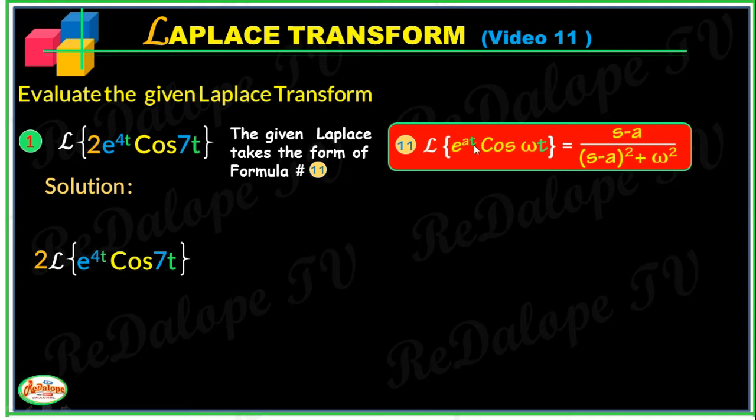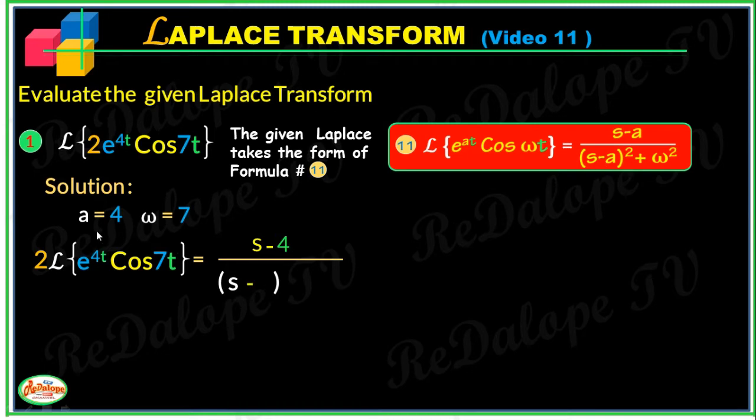If this is e to the at and this is e raised to 4t, therefore a is equal to 4. Cosine omega t is the same as cosine 7t, therefore omega is equal to 7. Since we know the value of a and omega, we are now ready to substitute in the formula. So we copy the s here and then copy the minus sign. A happens to be 4, so we write 4 here, divided by the quantity of s, and again the minus sign.